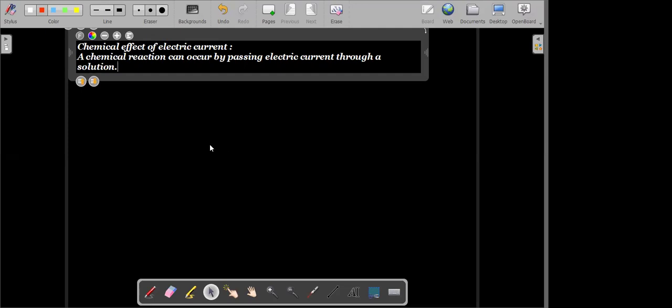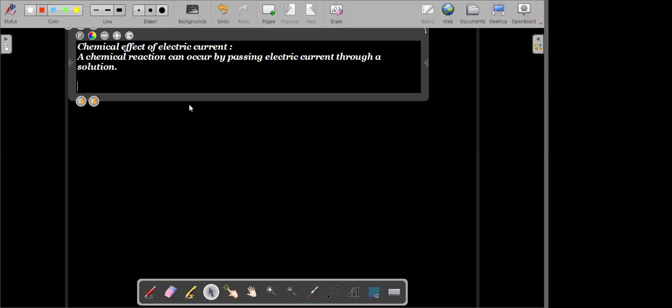The solution that we use is called an electrolyte. So here we have some definitions also. What is the electrolyte? The salt solution of the metal is called electrolyte.